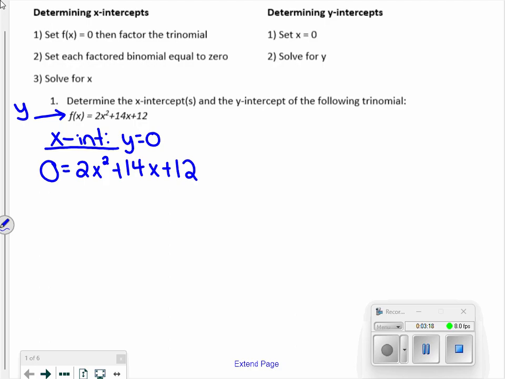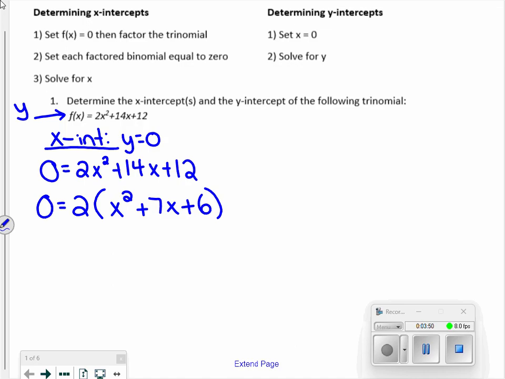Now that this is equal to 0, I ask, do they have anything in common? Immediately I know that I can divide everything by 2. So I'm going to do that, and I'm left with x squared plus 7x plus 6. We just divided everything by 2. Remind me, we need to go back and finish those partial factoring questions from yesterday also. This is what we did yesterday.